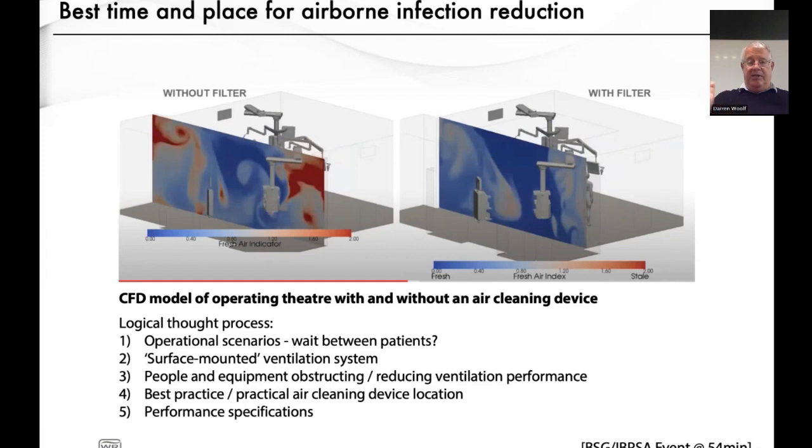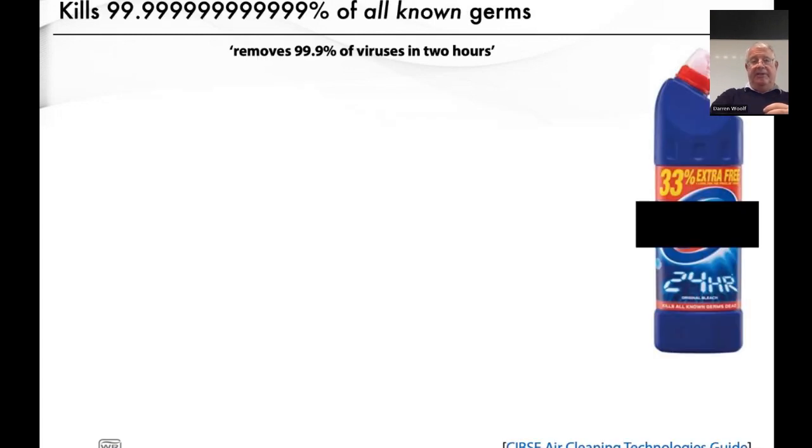Then what can I do with my surface mounted ventilation system? I know I'm going to have people and equipment in there. They're going to extract the flows, and their heat loads as well. They'll be reducing the ventilation performance. So what's the best practice and practical air cleaning device location? In the middle of the room might be the least practical, but the best in terms of performance, or is it a stagnation area? And then what other performance specifications?